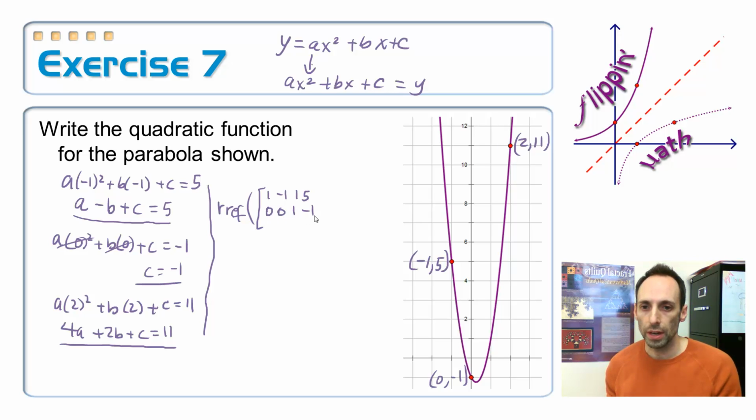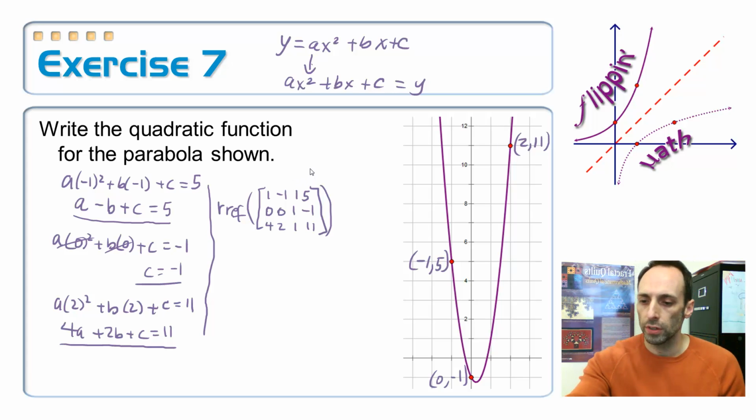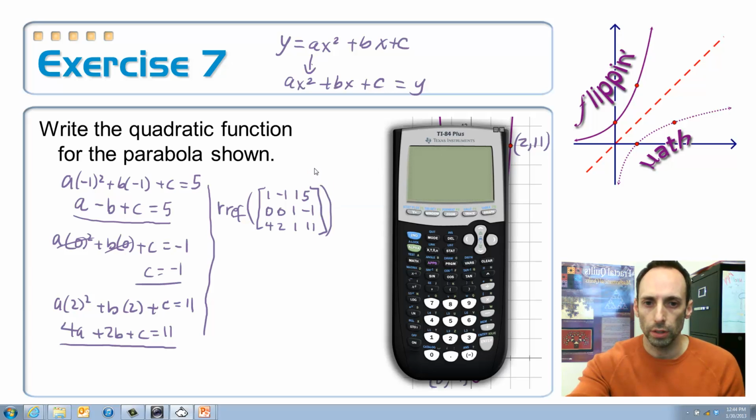C is equal to -1. Last equation: a is 4, b is 2, c is 1, and then 11. And then have our calculator solve this for us. It might have been a while since you've done some of these, so let's call up this calculator and give it a try.